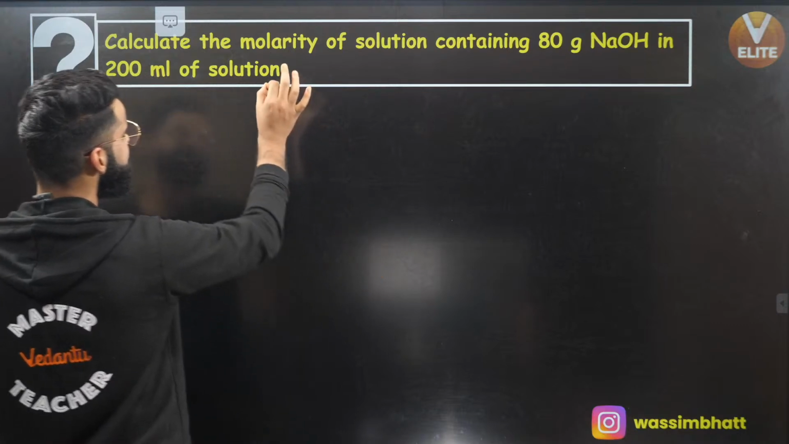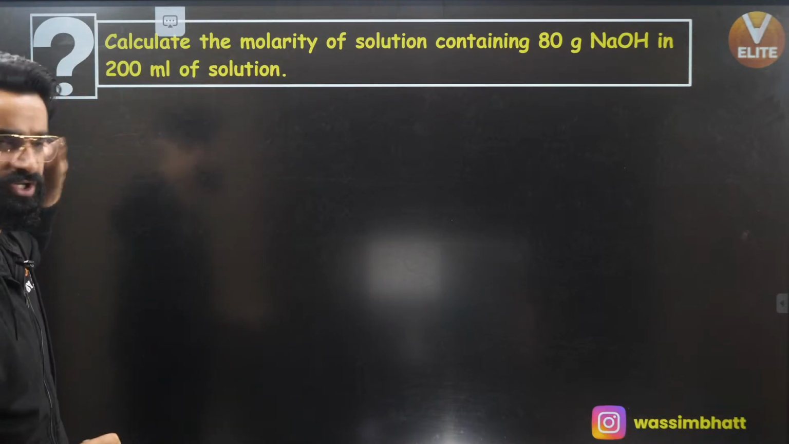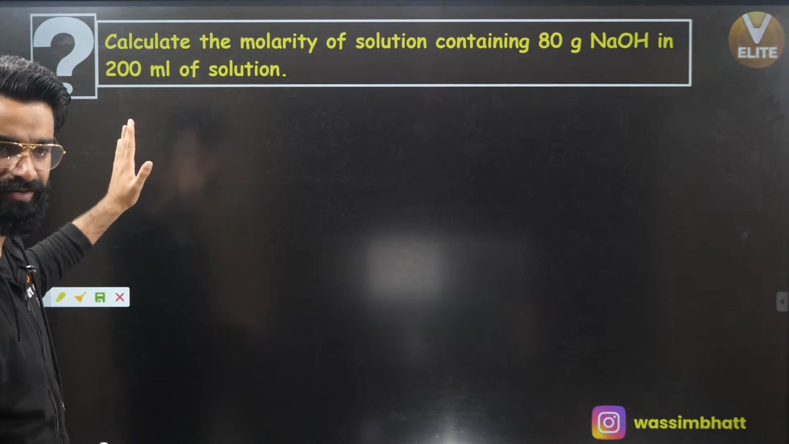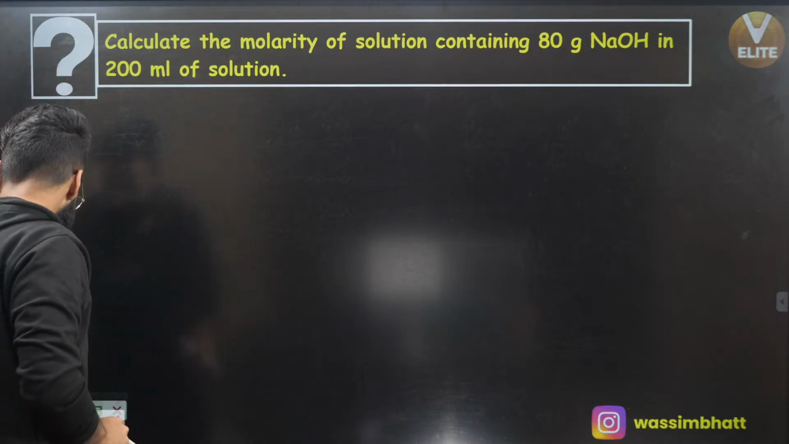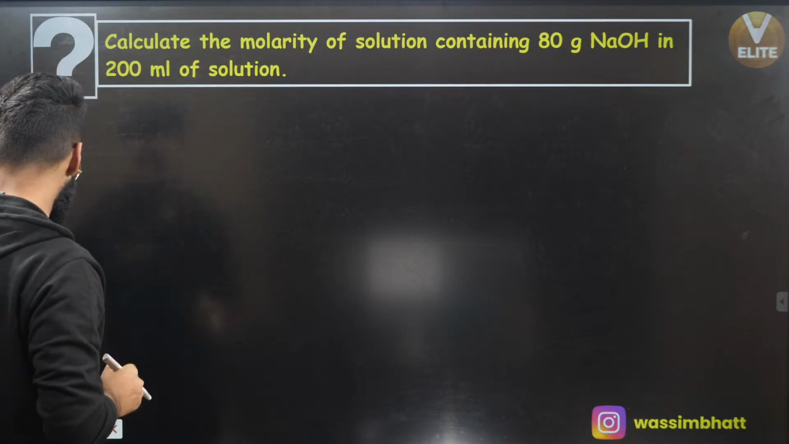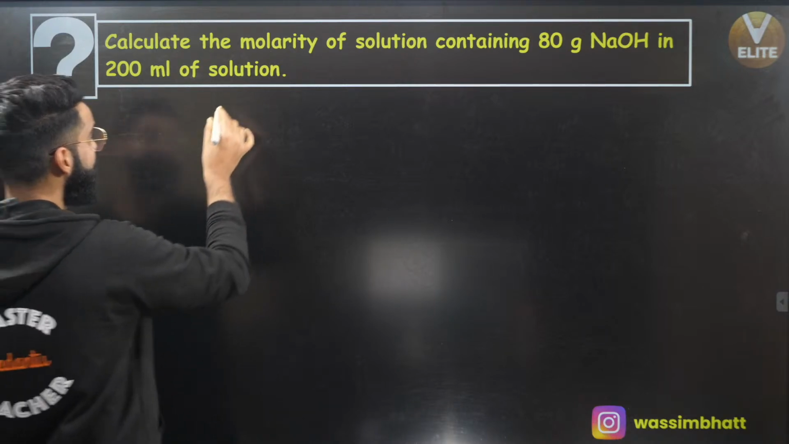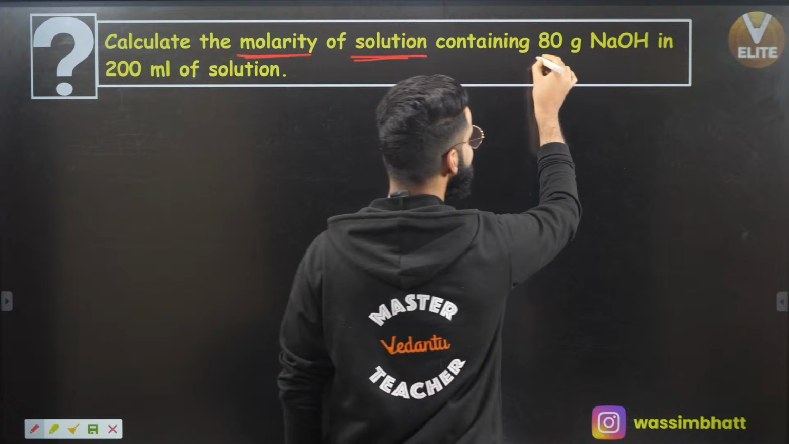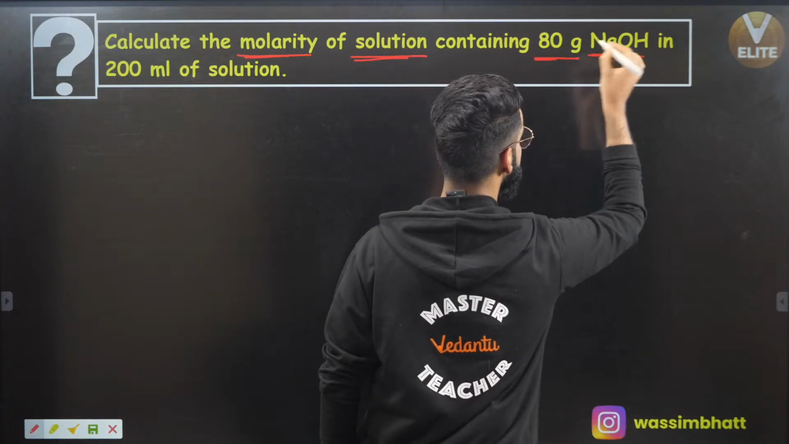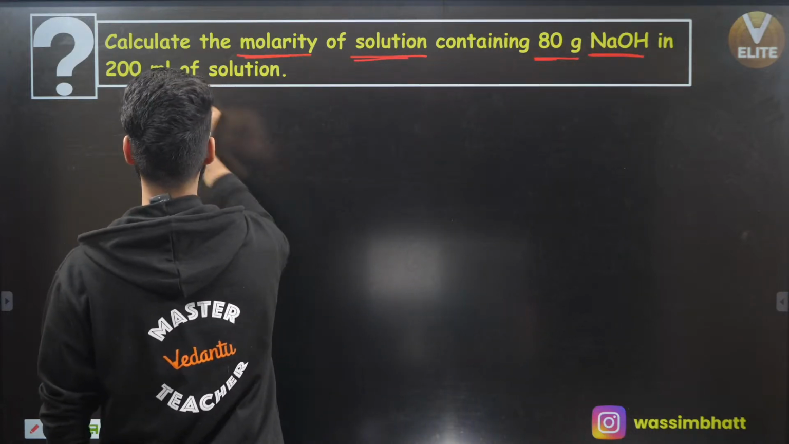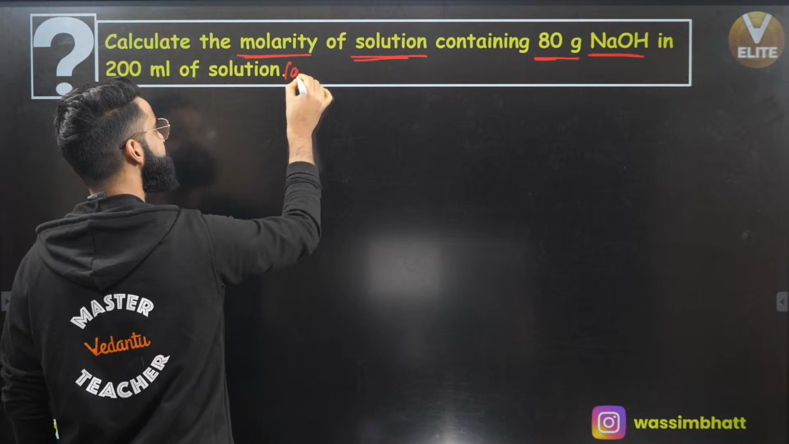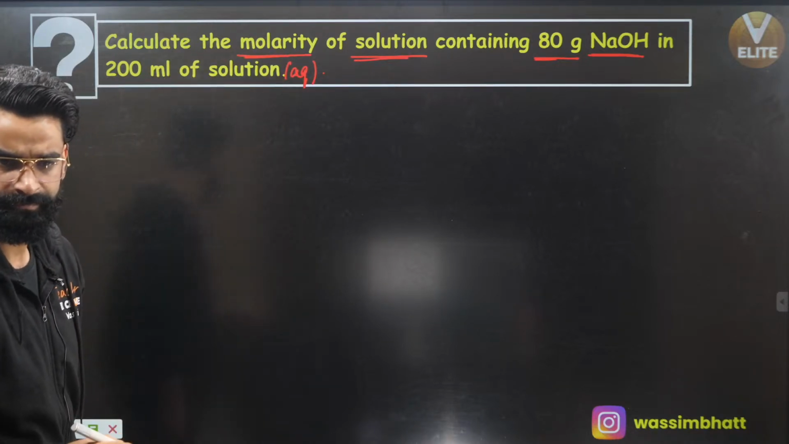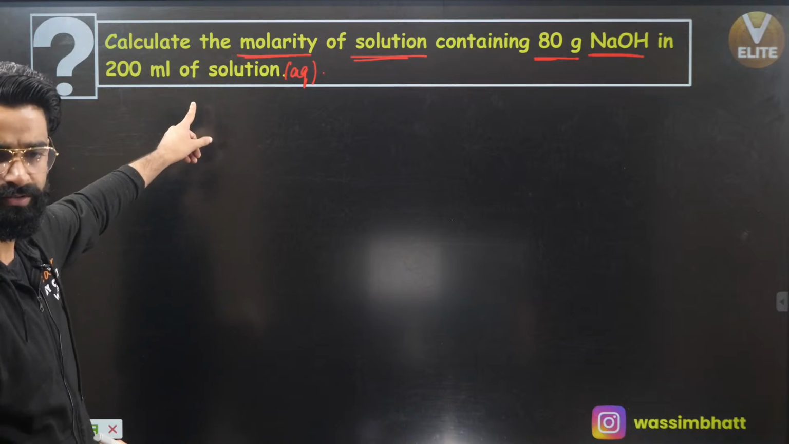This is the first basic question which you can solve right here on molarity, and I'm sure you guys are going to kill this question. Trust me on that. See, what is mentioned in the question and what we are supposed to calculate. Understand properly. Calculate the molarity of the solution containing 80 grams of NaOH in 200 ml of aqueous solution. Look at the question.